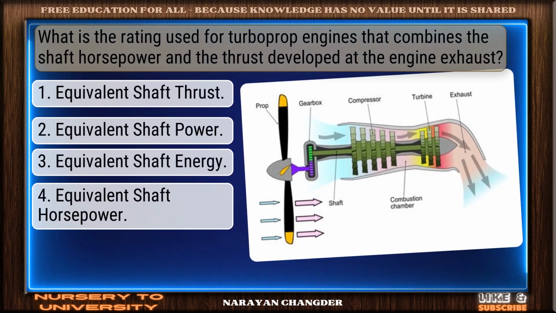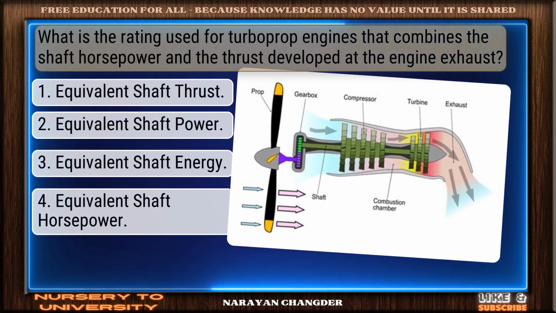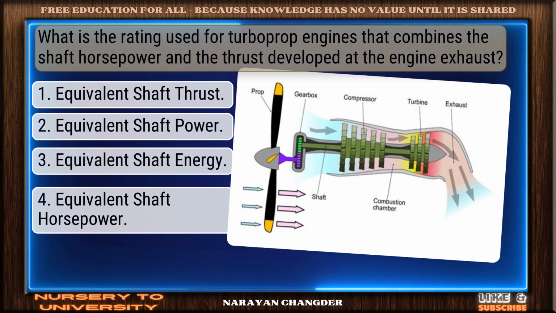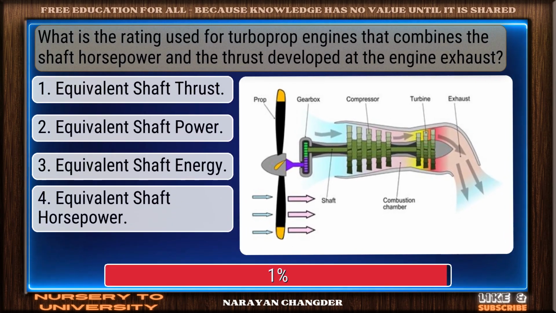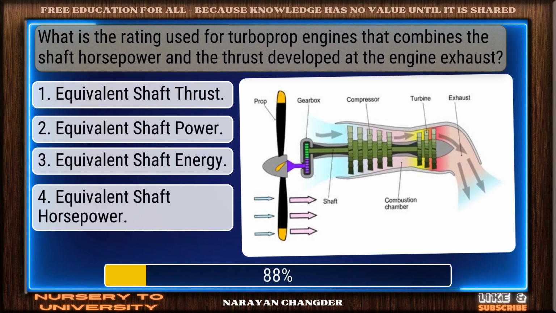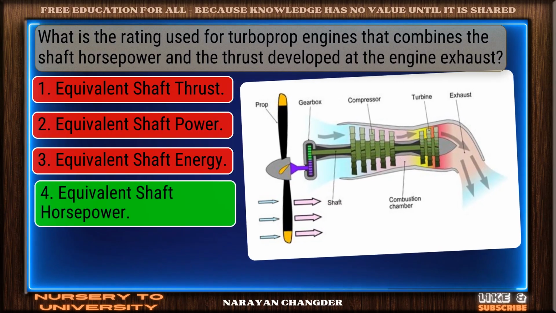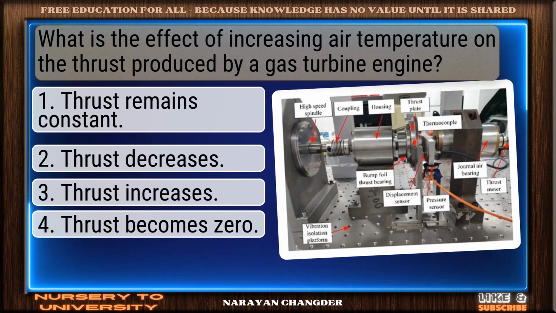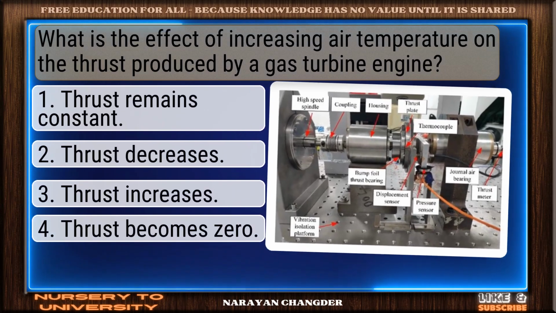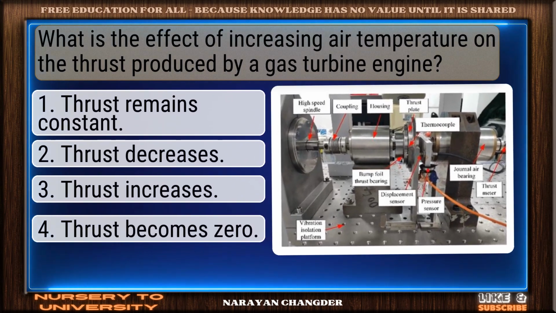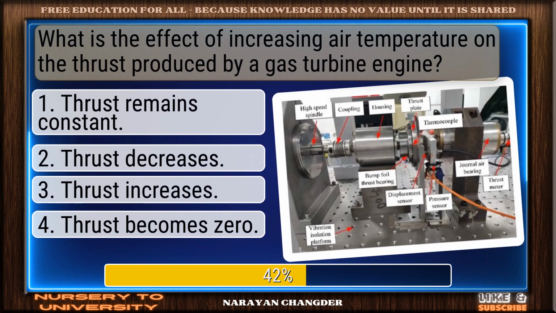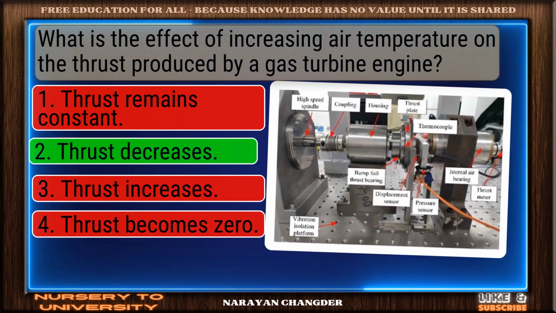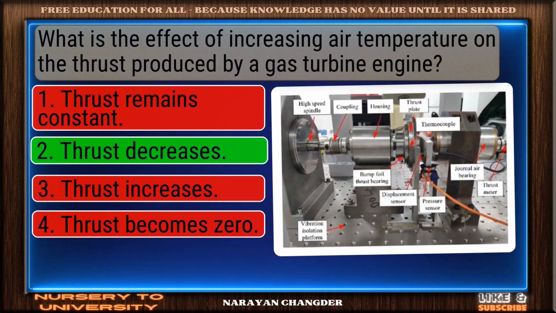What is the rating used for turboprop engines that combines the shaft horsepower and the thrust developed at the engine exhaust? You're right. Equivalent shaft horsepower is the correct answer. What is the effect of increasing air temperature on the thrust produced by a gas turbine engine? You got it. Your choice, thrust decreases, is right.